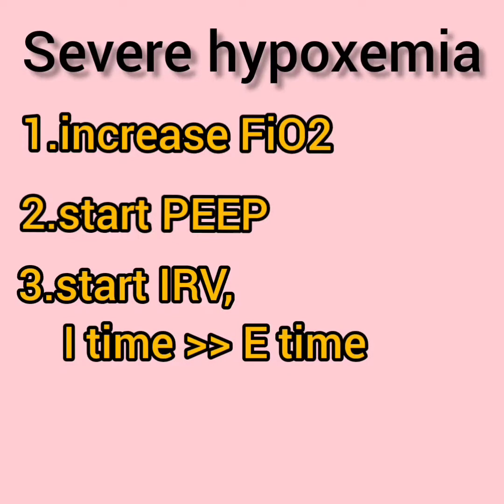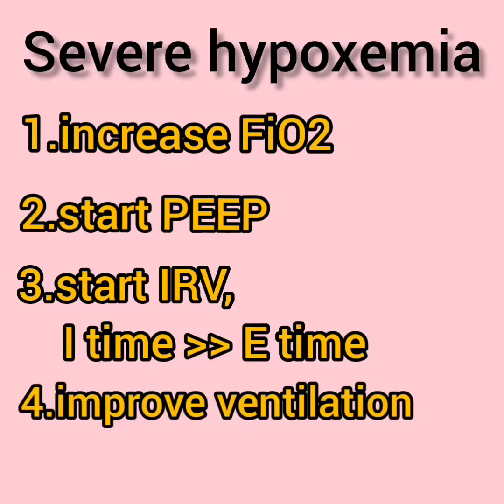In conditions like hypoventilation, like myasthenia gravis and GBS, not only does PCO2 increase but it also causes hypoxia. In such conditions, improve ventilation to increase oxygenation. Ventilation can be improved, as we discussed now, by increasing either the frequency or the tidal volume.